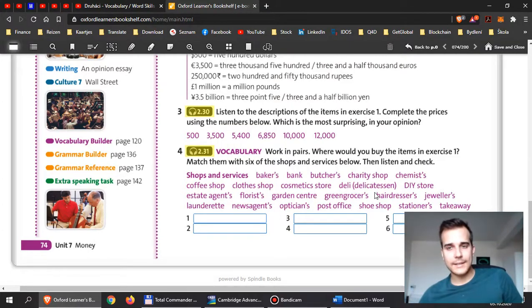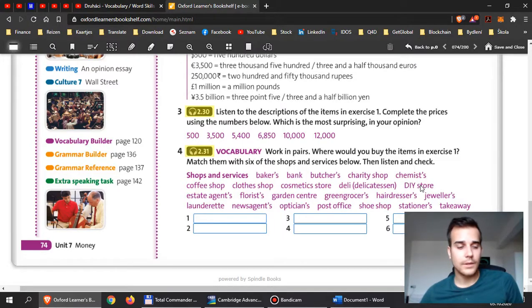Deli or delicatessen, this is from French. So obviously some kind of expensive products, usually some exotic expensive products from a different country are there. Something to eat, of course. Now, DIY store. DIY, maybe you don't know, it means do it yourself. Now, if you do it yourself, then it's a kind of a store usually for guys, because guys are interested in that, and you can buy a lot of things that you can build at home.